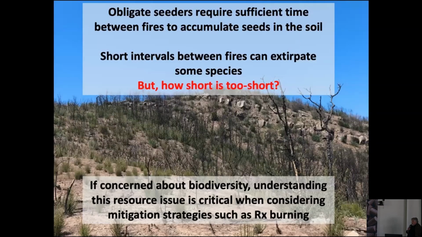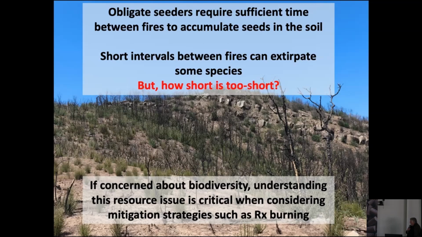Now, between fires, obligate seeders have to accumulate a sufficient seed bank in the soil, and if there are short intervals between fires, some species may not accumulate sufficient seeds to regenerate. The question I'm addressing here is, how short is too short? In the literature, it's often suggested 8 years is maybe too short, but other people have suggested other intervals.